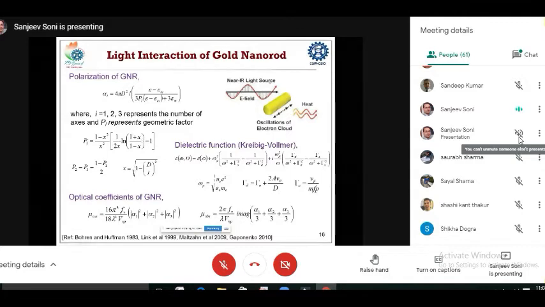Here you can see that in the case of metallic nanoparticles, we have free electrons, and when we shine light of a certain wavelength, there is an oscillation of those electrons.